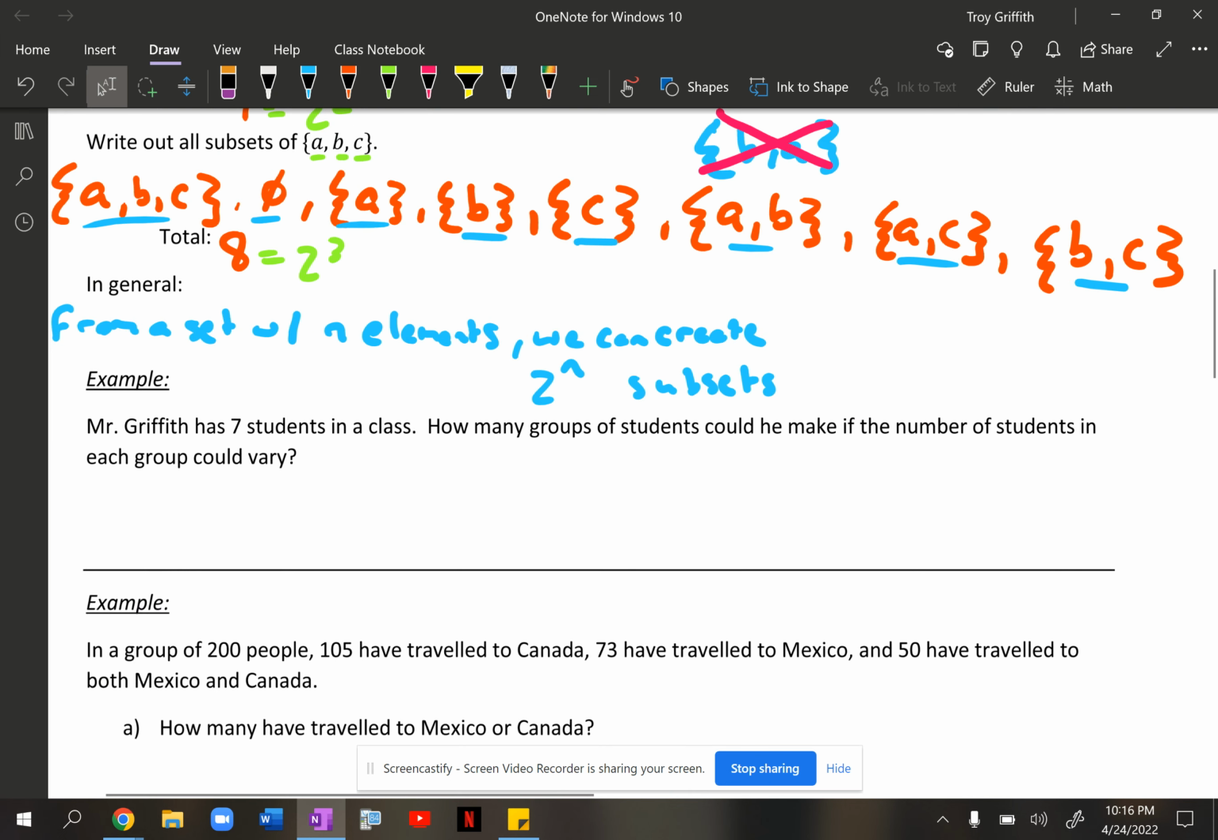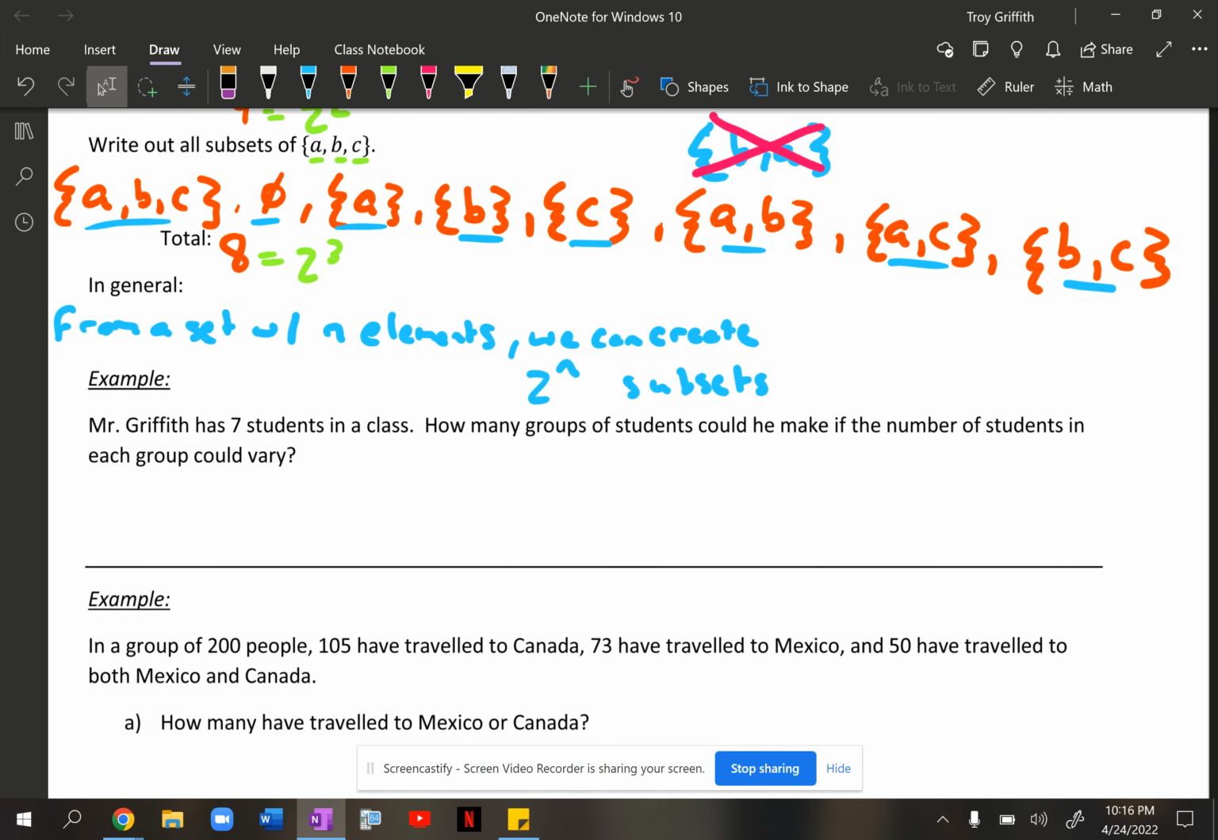So real world example here, Mr. Griffith has 7 students in a class. How many groups of students could he make if the number of students in each group could vary? And again, if we're talking about a group here, the order of the group does not matter. We're just talking about who's in the group. So we could go anywhere from having no students in a group all the way up to having 7 students in a group, and then any number of students in a group in between. So how many groups of students could you make if the number of students in each group could vary?